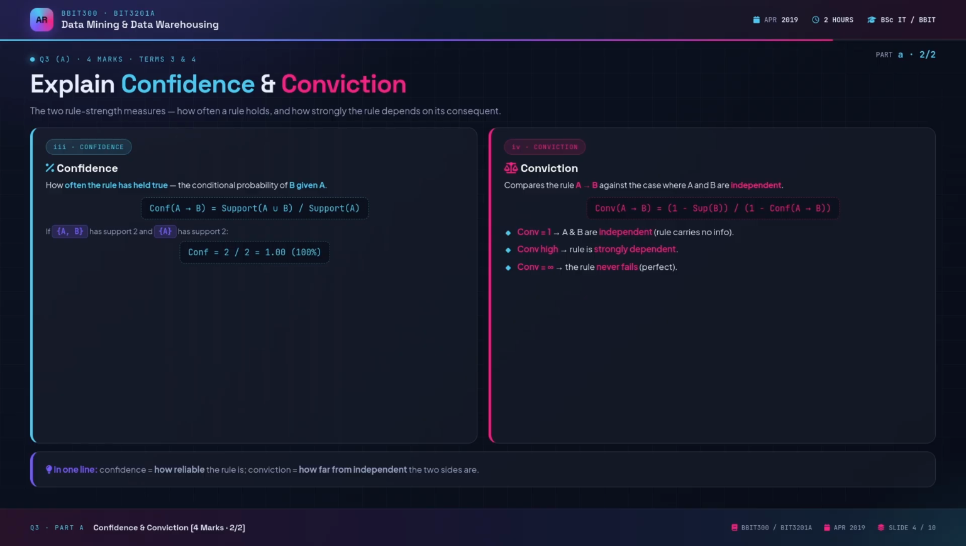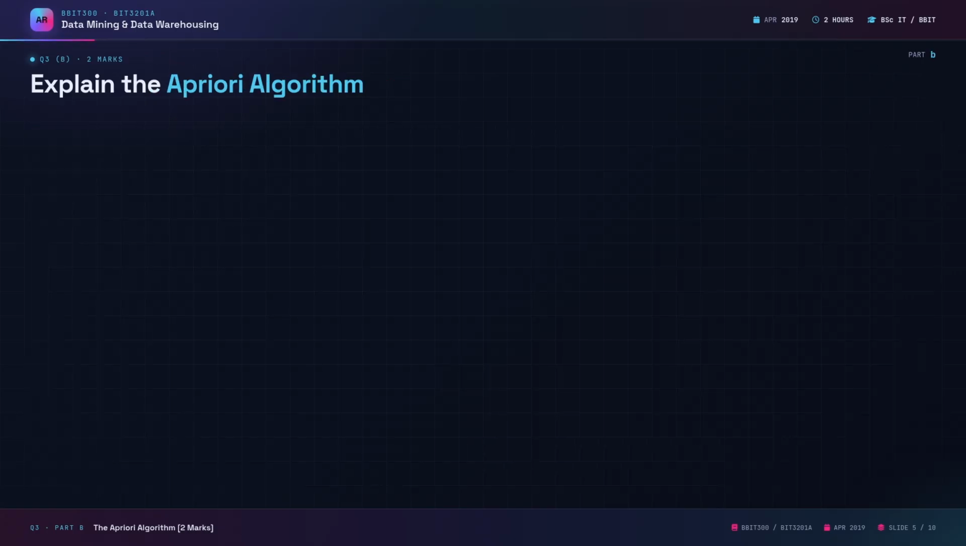Part B, 2 marks, explain the Apriori algorithm. Apriori is the classic level-wise algorithm for mining frequent item sets, proposed by Agrawal and Srikant in 1994. The name comes from the Apriori property, also called the downward closure property. If an item set is frequent, then every one of its subsets must also be frequent. The contrapositive is the key to its efficiency. If any subset is infrequent, the item set itself cannot be frequent, so we never even count it.